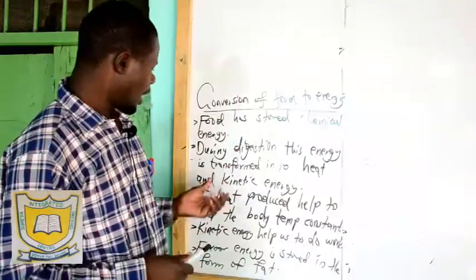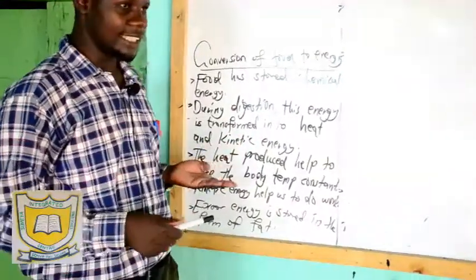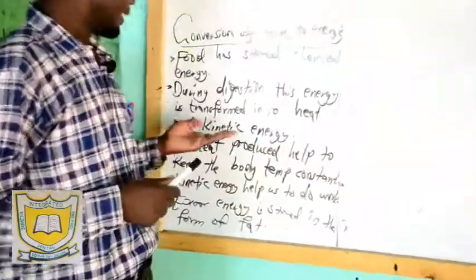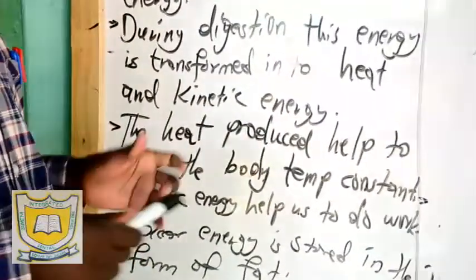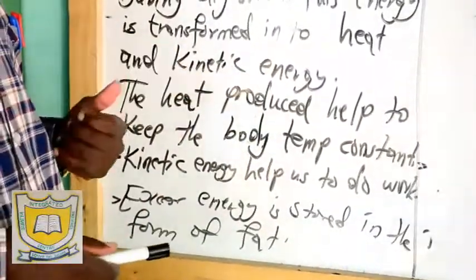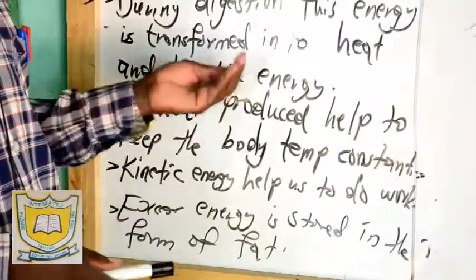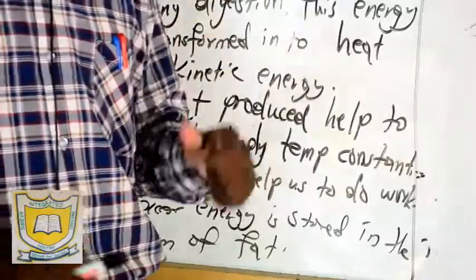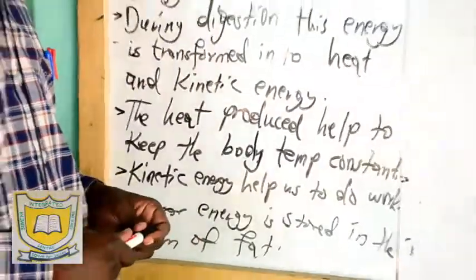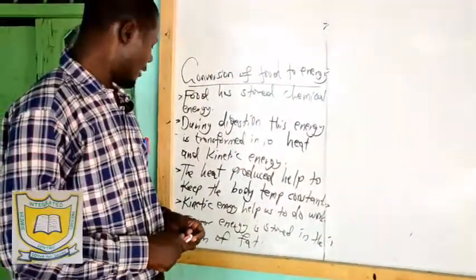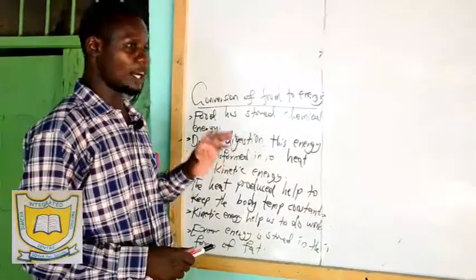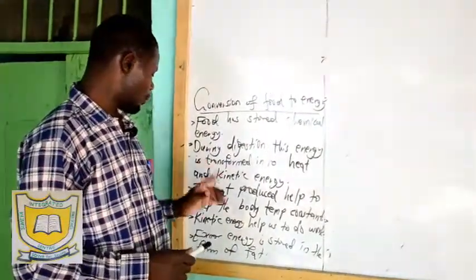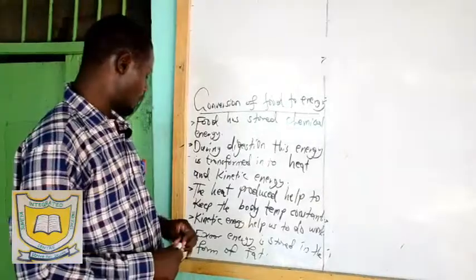That is what we call kinetic energy. It is causing motion. Kinetic, I said, is energy in motion. And heat production: the heat which is produced from the food is maintaining our body temperature. Human beings and all mammals have a constant body temperature, and what supports that is the type of food we are consuming.